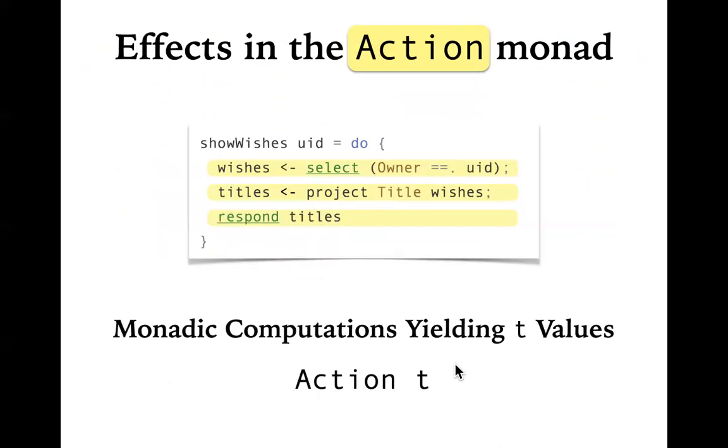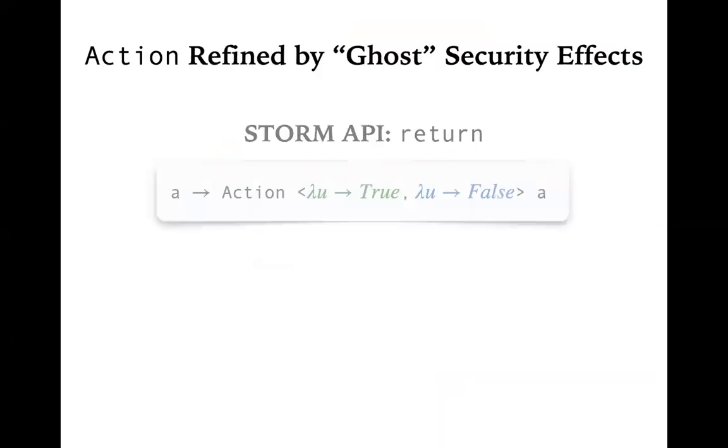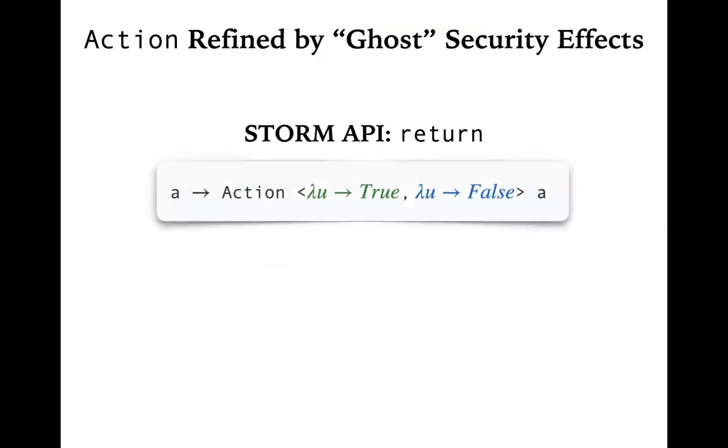Think of each of these yellow snippets as a monadic computation yielding a T value, so it's an action T. If you prefer, you can think of each of these yellow things just as a statement. Now we are going to refine the types of these actions with a set, but for us, sets are just logical predicates. One predicate describes the authorizees and another describes the observers. Now let me show you how we track these sets.